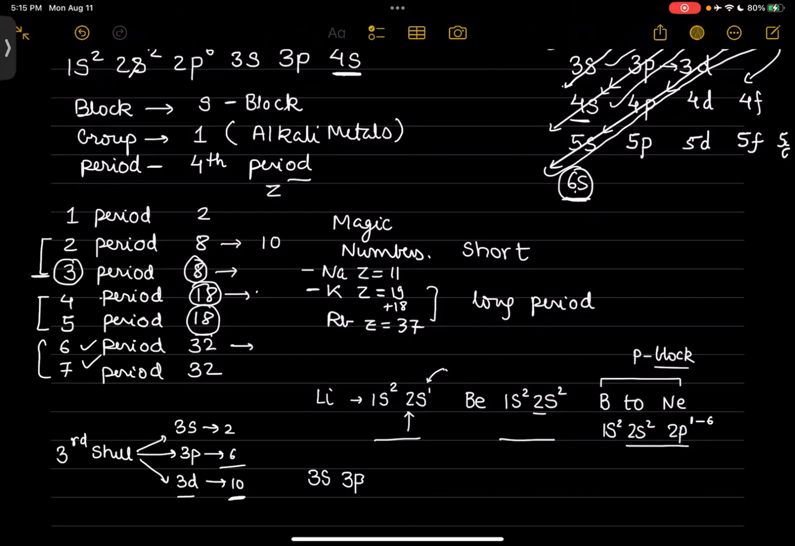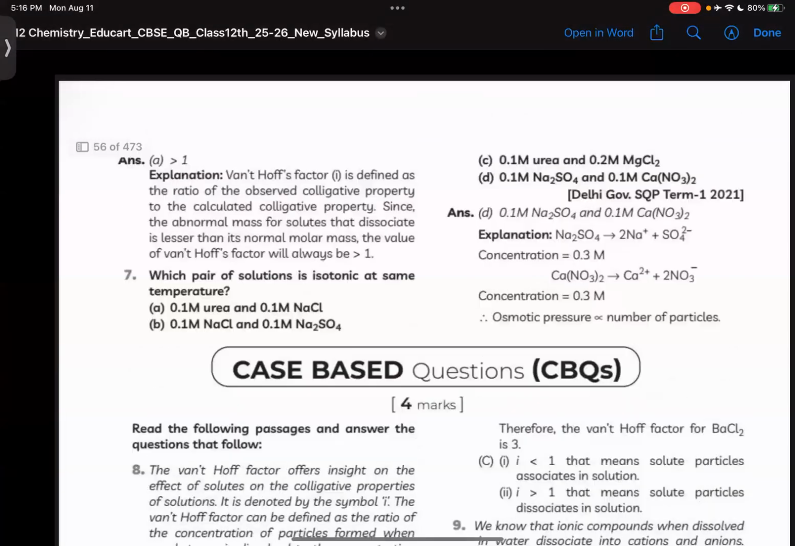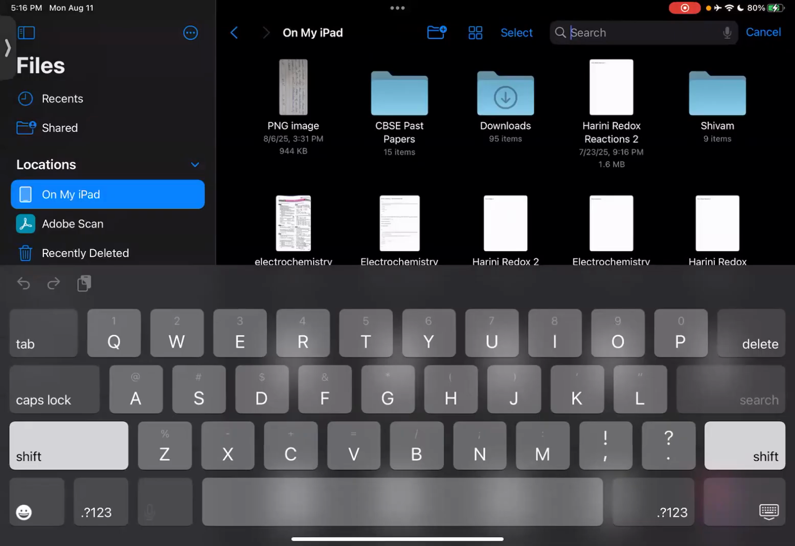So if we try to place the 32 elements here, the shape of the periodic table will be very wide and we will not be able to study and interpret it properly. So what is done is that the F block elements are placed at the bottom. There are two series, the 4F series and the 5F series. Got it? So let me open the periodic table.